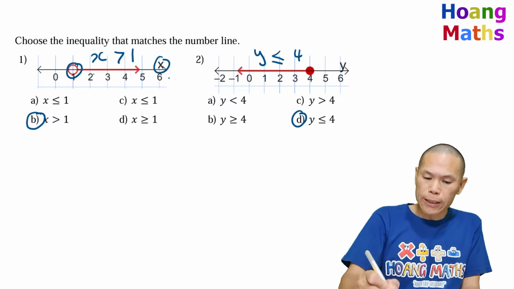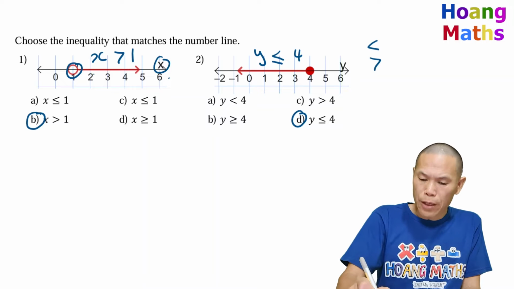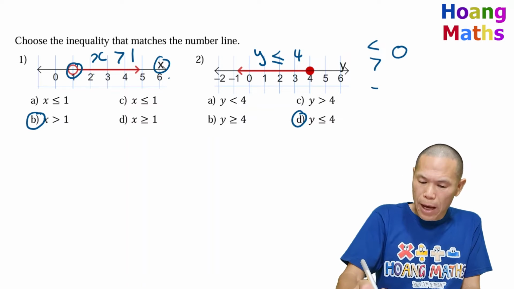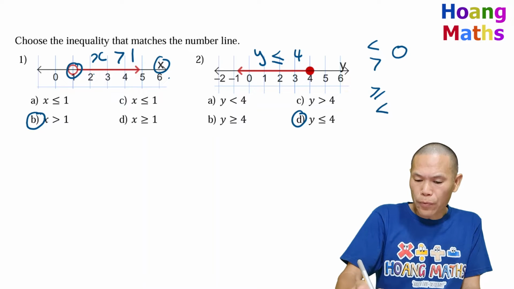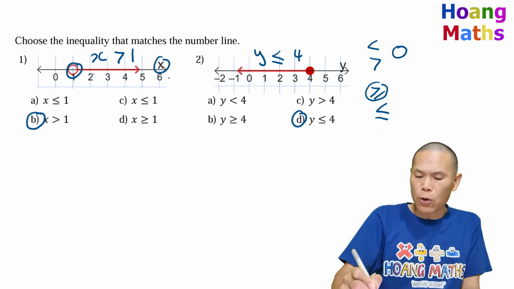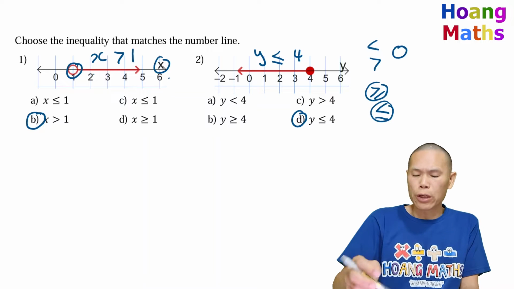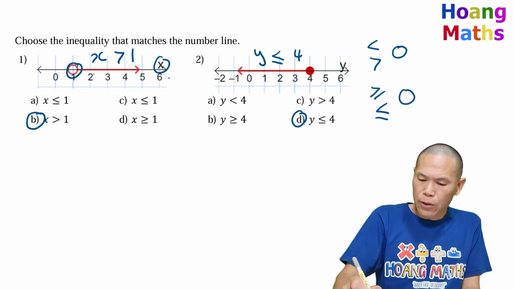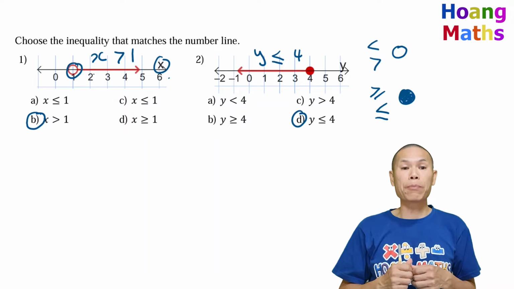And do not forget, if it is less than or greater than, we have an empty circle. And if we have either this or this, greater than or equal to, less than or equal to, then we have inclusive. Fill up the bubble. So that's what that meant. So please keep that in mind.